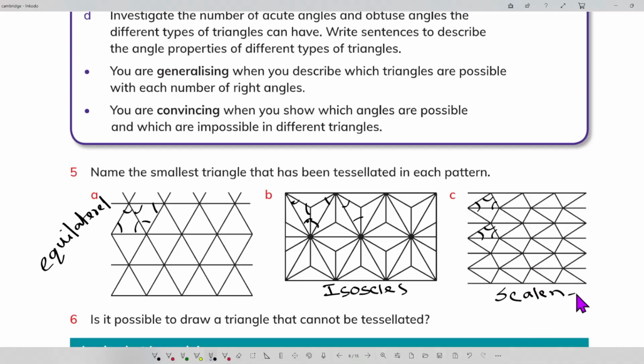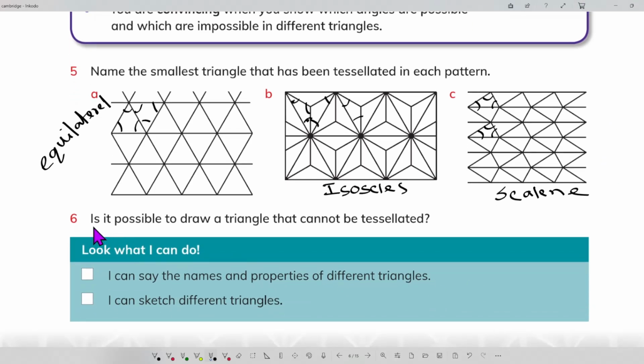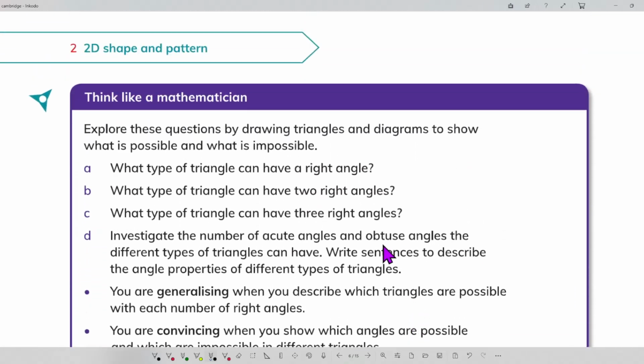Okay, so done. Now is it possible to draw a triangle that cannot be tessellated? No, it's not possible, because if we draw like this, again we can draw like this, again we can draw like this, so it has no gap, therefore it's impossible to draw a triangle that cannot be tessellated. So our answer is no, or we can say impossible. Okay, so number 6 done.